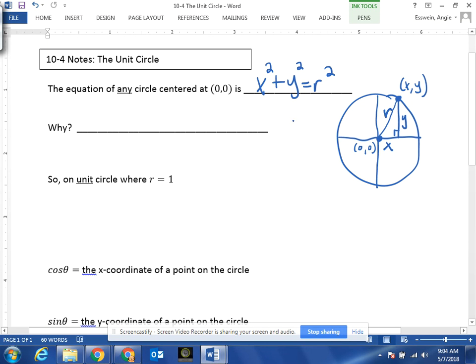What theorem tells you that leg squared plus leg squared equals hypotenuse squared? Pythagorean theorem. Yeah, exactly. So, of course, a squared plus b squared equals c squared. So for any circle that's centered at 0, 0, that's the equation for a point on the circle. You could find the location if you knew 2 of the 3 things.